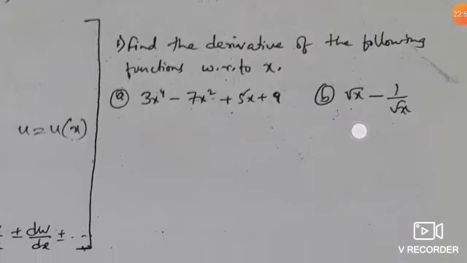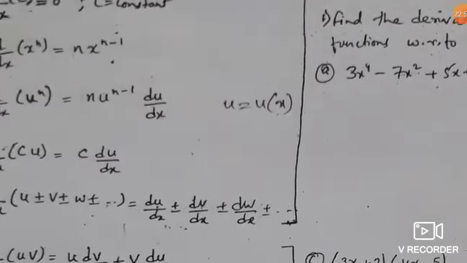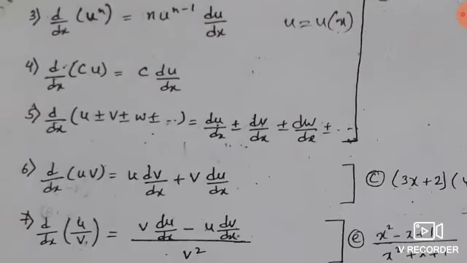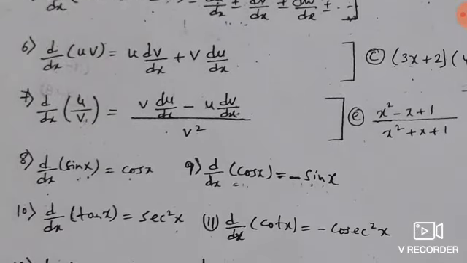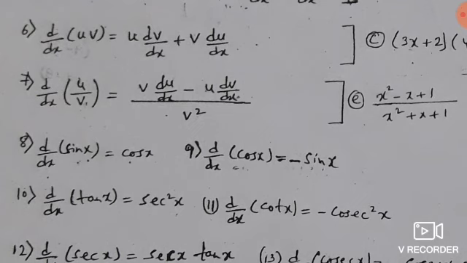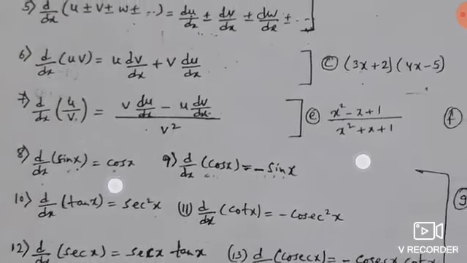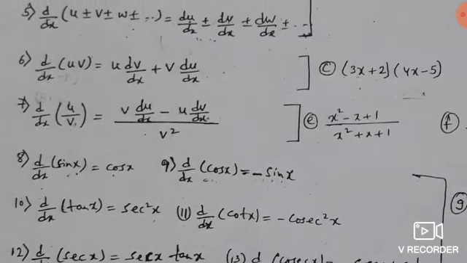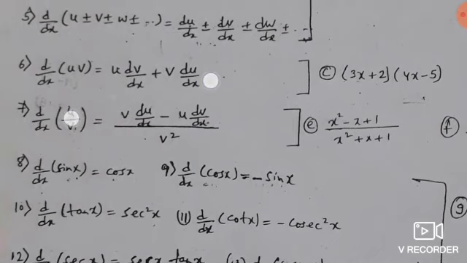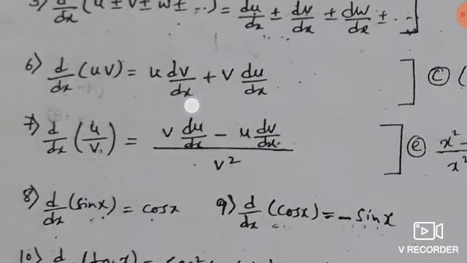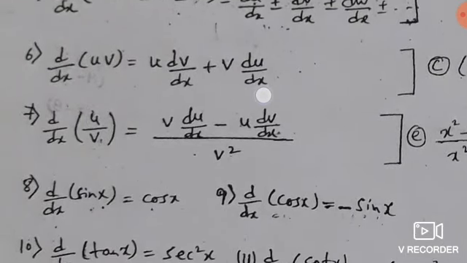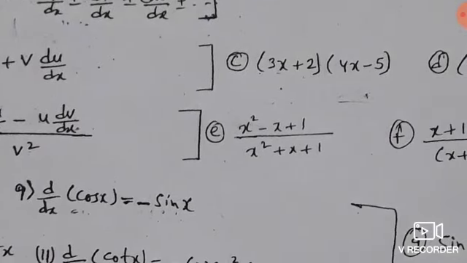So the second sum is given for you to solve. Now let us discuss the formulas with the help of the sum given here. The formula is d/dx of u into v, it will be broken into u dv/dx plus v du/dx. Let us discuss these sums.